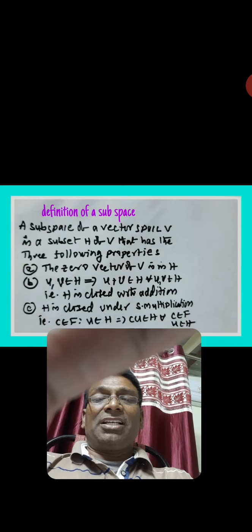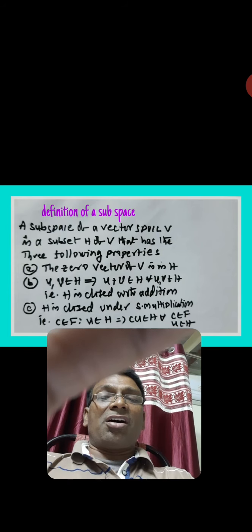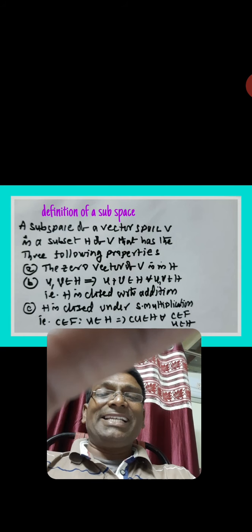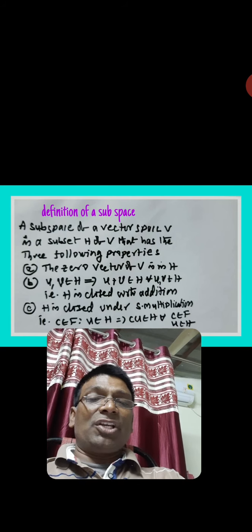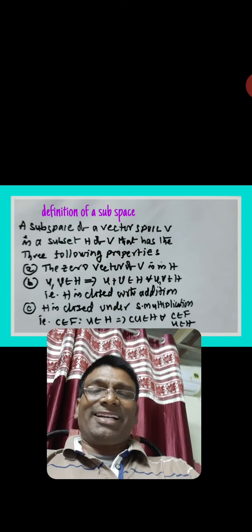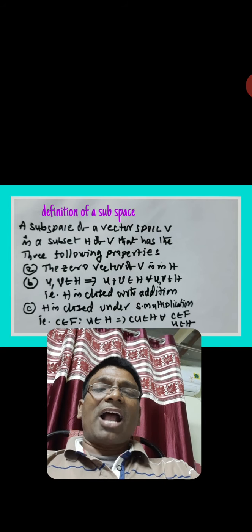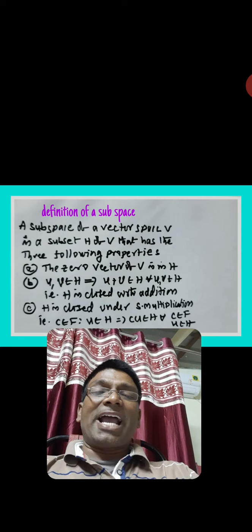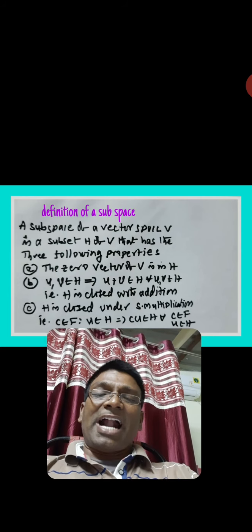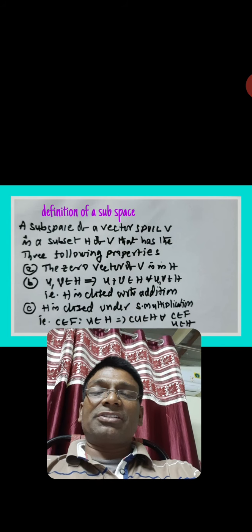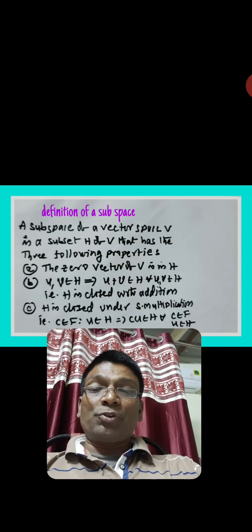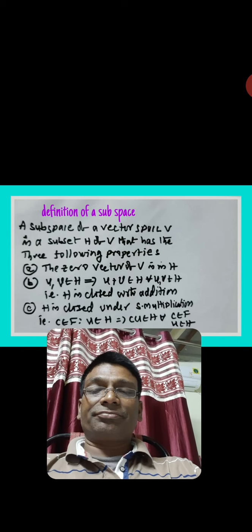First, the zero vector of V is in H. That is, whichever zero is in V, the same zero must be in H. That is the identity property, the additive identity. The addition identity there in V, 0, is also an element in H. That is the first case: first to prove 0 is also an element of H.